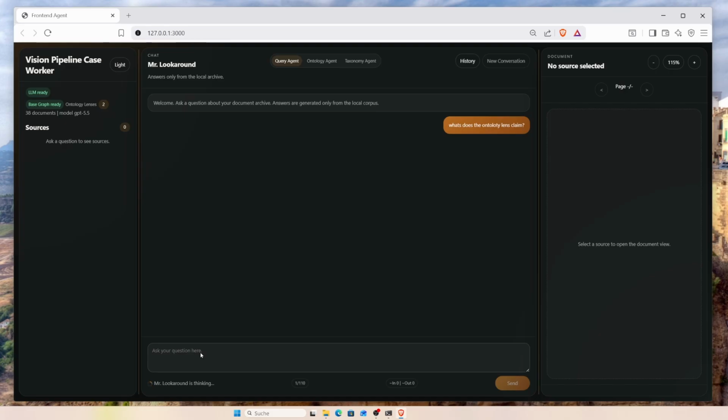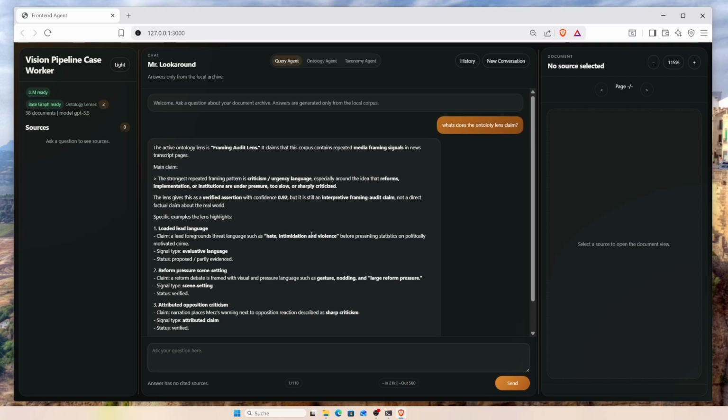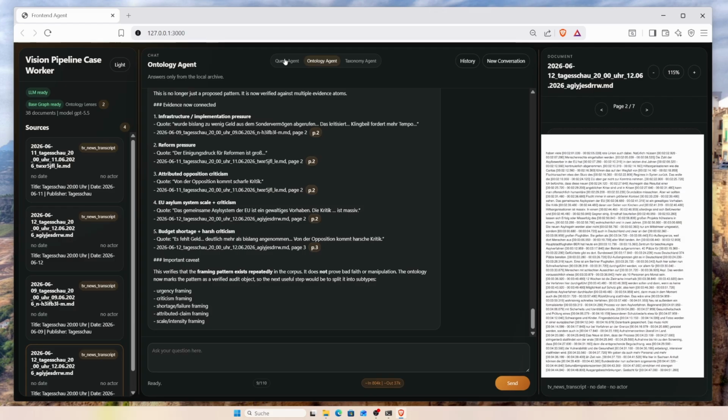Well, you can ask the same question of the ontology agent, but it will be way more expensive because it will just turn the database upside down again. This thing is way cheaper. You see, it's just 21K in and 500 out. It's way cheaper than working with him here.